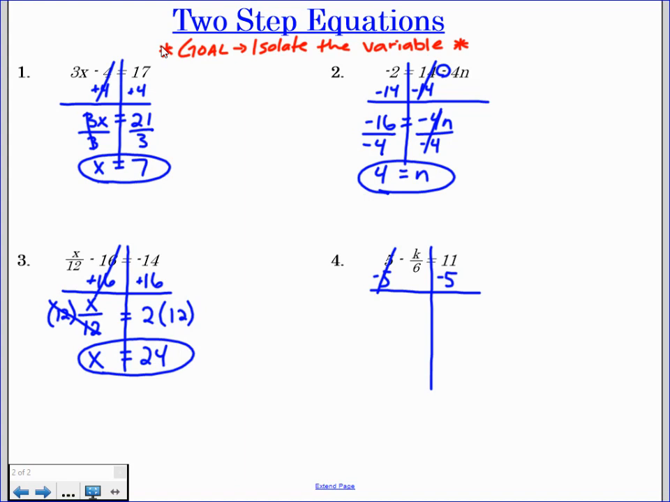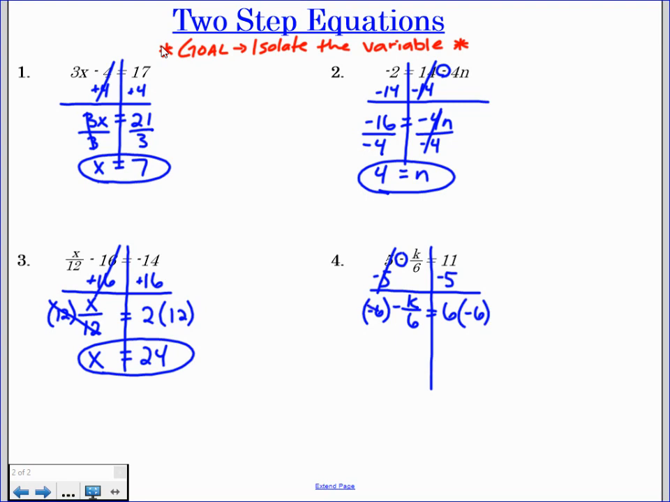That leaves me, don't forget about the subtraction sign, bring it down with the k over 6. So I have negative k over 6 equals whatever 11 minus 5 is. That would be 6. And just like number 3, negative k divided by 6. I need to get rid of the 6 in the denominator. I also need to get rid of the negative. So I'm also going to include the negative when I multiply by 6.